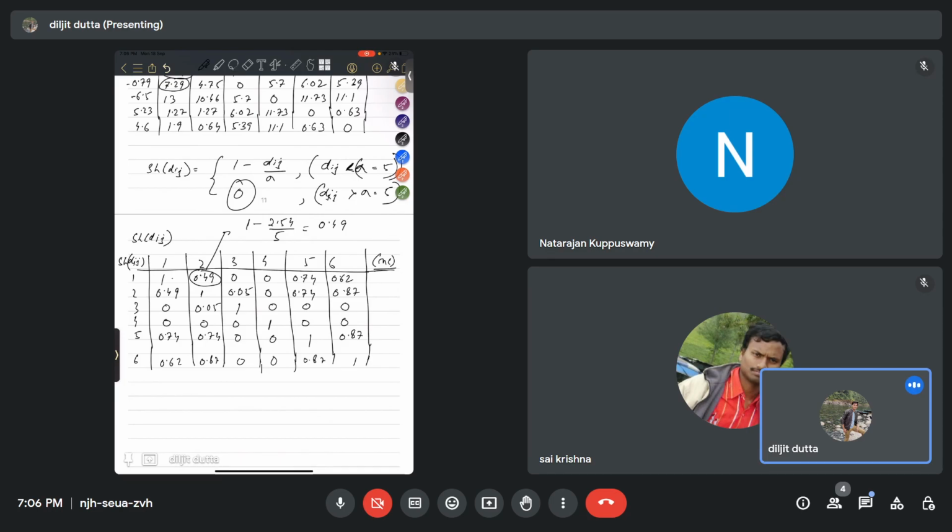So niche count will be what? Summation of the values in rows. We have to sum up these values for each row and we'll get the niche count. So for the first row, the niche count is how much?